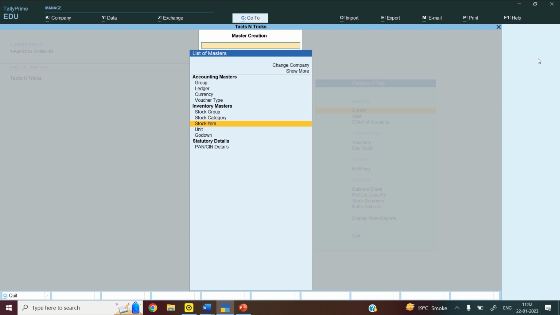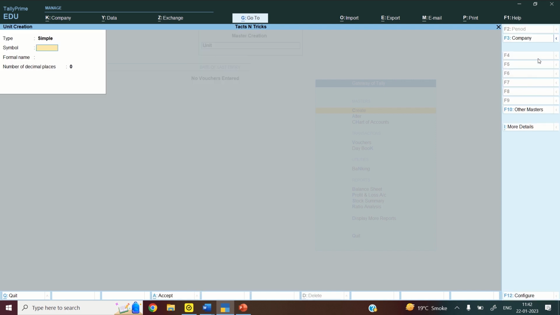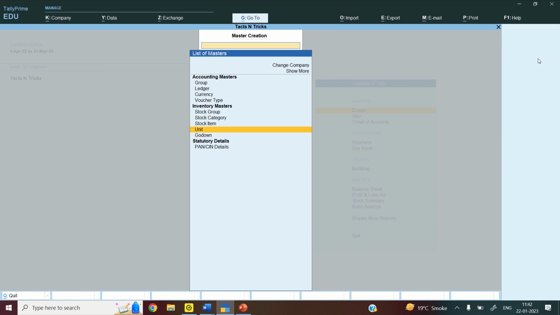So first of all, I will enter the information of unit, that the company is dealing into the shirts and trousers, and that is measured into a symbol known as pieces. And the formal name of pieces is pieces. Do you want any decimal places? No, it should be 0. So accept, yes. So you have entered the unit. Now press escape and come back.